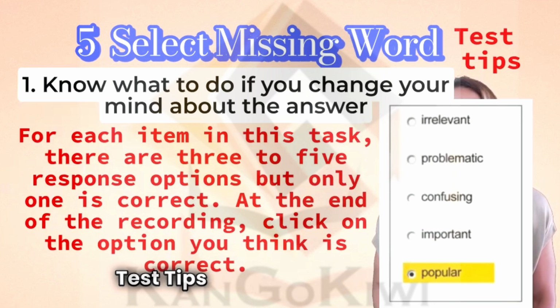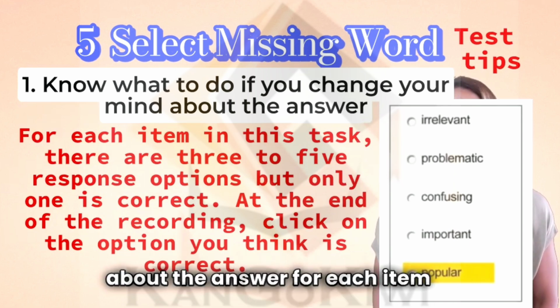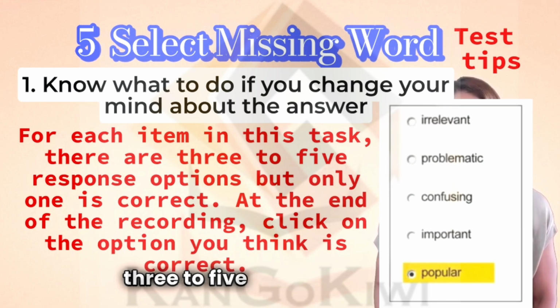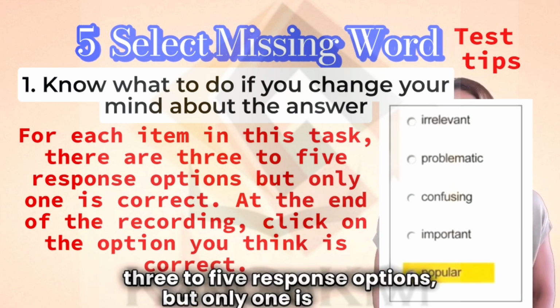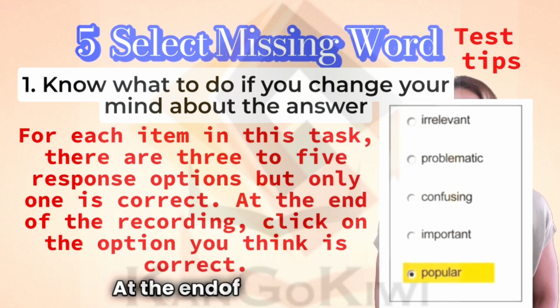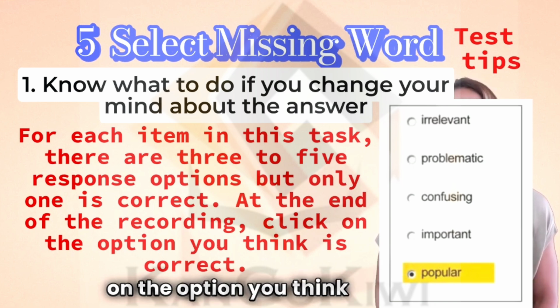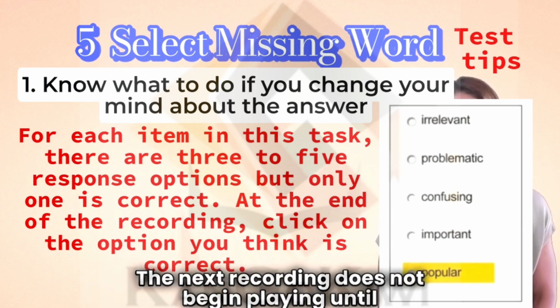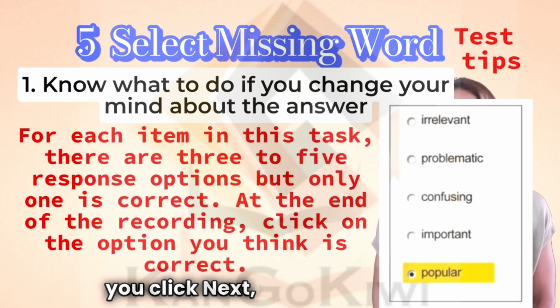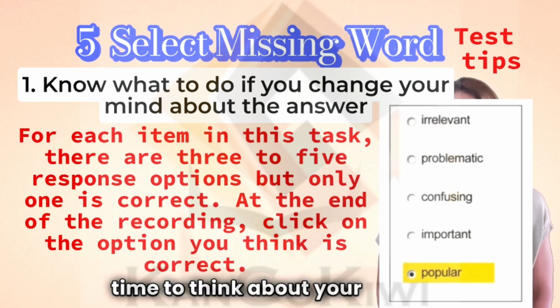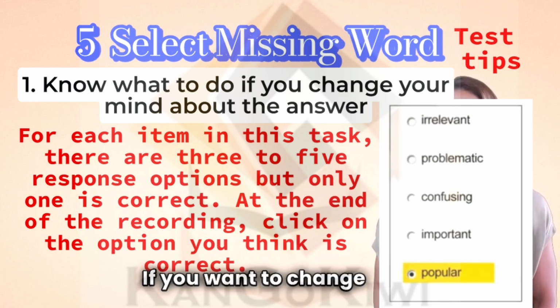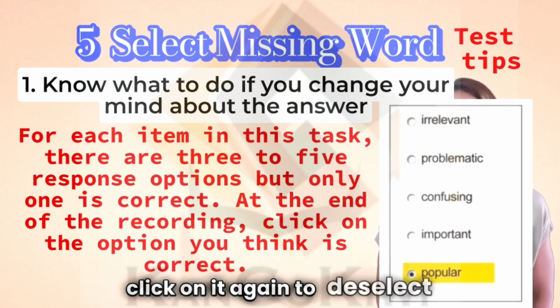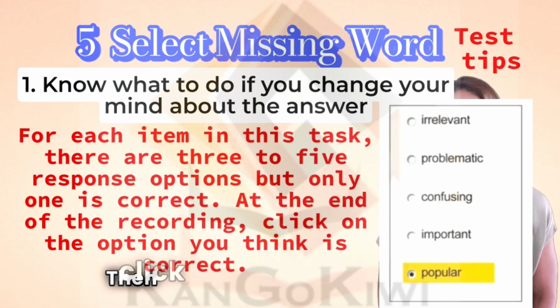Test tips. Know what to do if you change your mind about the answer. For each item in this task, there are 3 to 5 response options, but only one is correct. At the end of the recording, click on the option you think is correct. The next recording does not begin playing until you click Next. So you have a little time to think about your answer. If you want to change your answer, click on it again to deselect it. Then click on the option you think is correct.